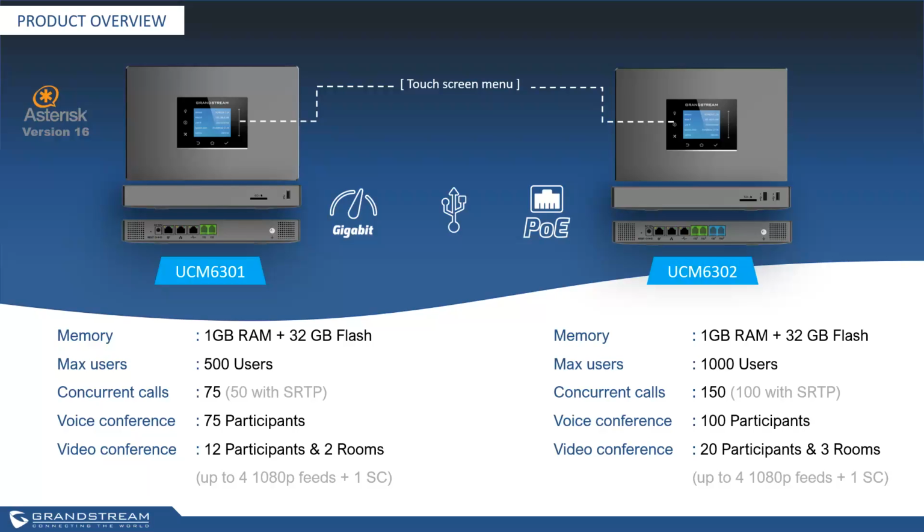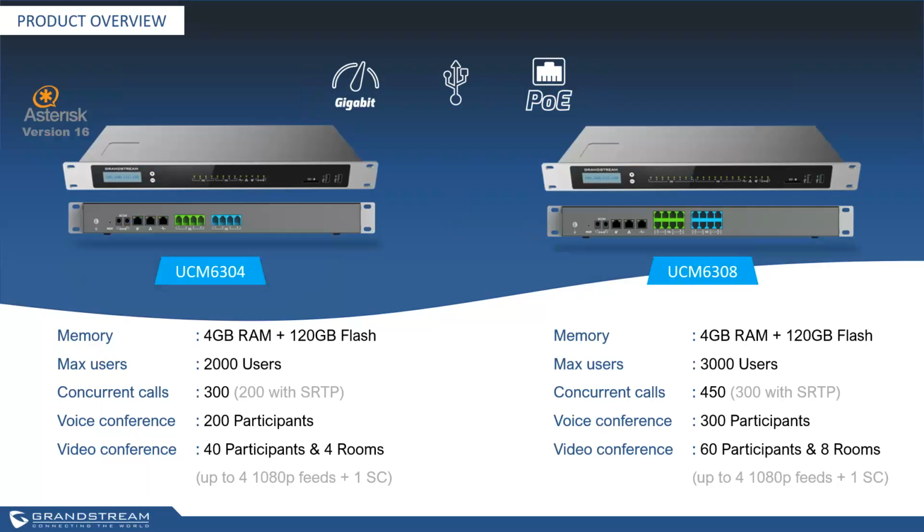So for 6301, you can have up to 12 participants and 2 rooms for video conferencing. With the 6302, you can have up to 20 participants and 3 rooms. So when using video conferencing, depending also again on the plan that you have on the RemoteConnect, with the basic one, I believe you can have up to 4 1080 feeds with 1 screen sharing. That one basically should say SS, not SC. Sorry about the typo. So these are the other models.